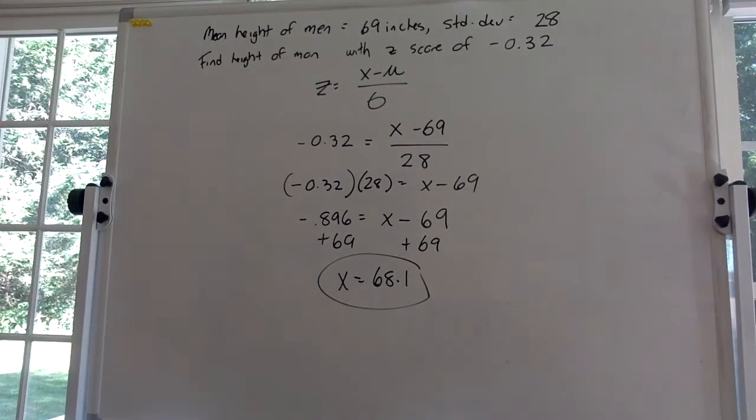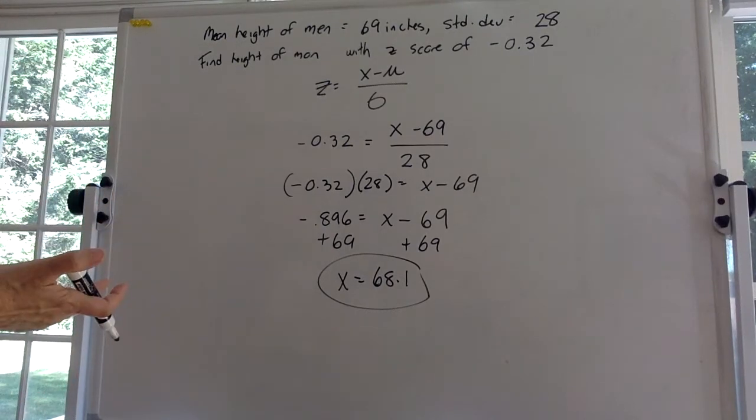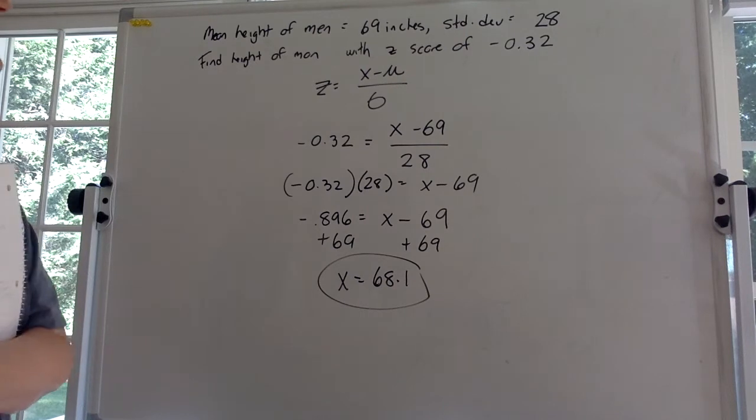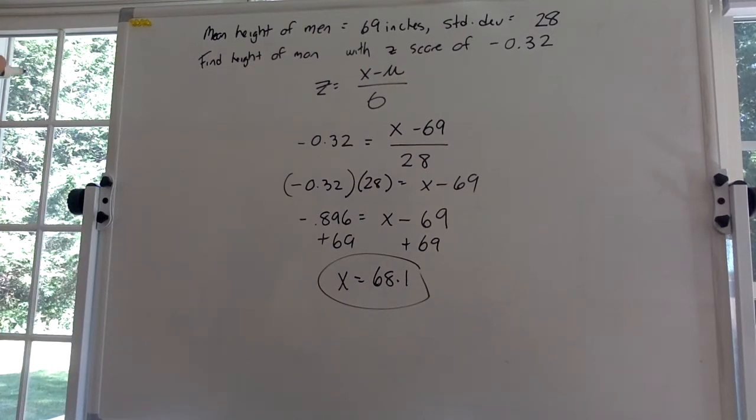So that makes sense, right? We got a height that's less than 69. So that would be the height of a man who's got a z-score of negative 0.32 with a mean of 69 and a standard deviation of 28.